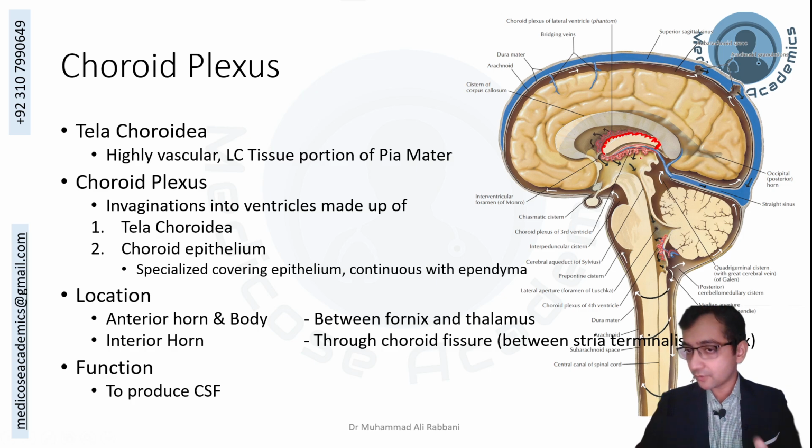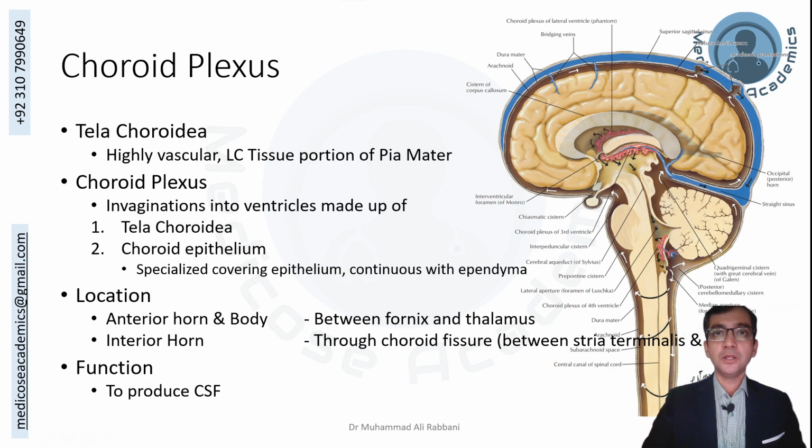It is in the inferior wall of the body. It is on the anterior aspect of the atrium, and it is on the superior aspect of the inferior horn. Let me show you a little better. I think I can show you better here. So here is the choroid plexus that is present right here. As you might be able to see, let me highlight it for you.